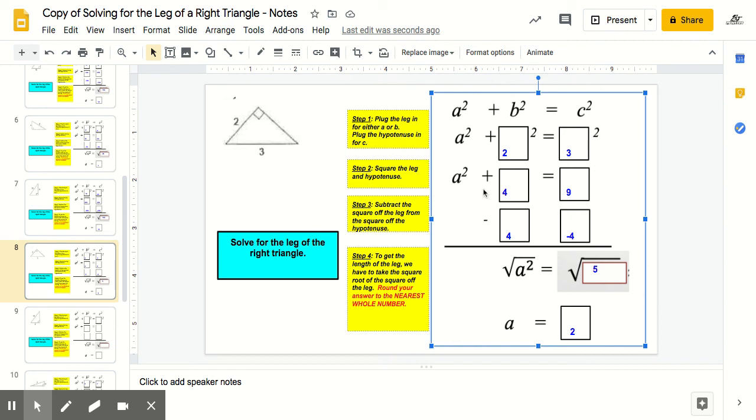All right, ladies and gents, you are now going to complete the solving for the leg of a right triangle assignment. If you have any questions, as always, please reach out.